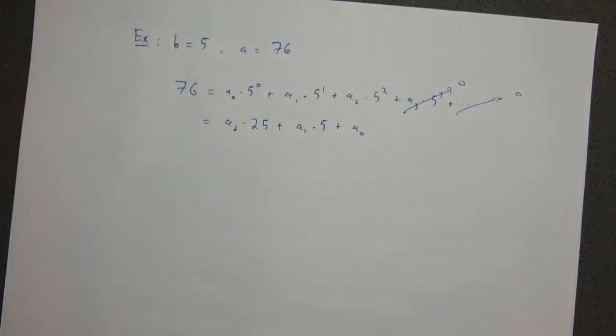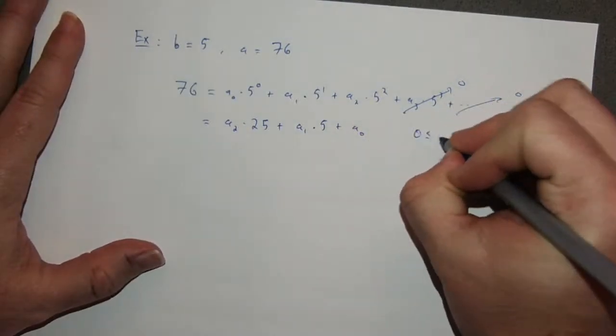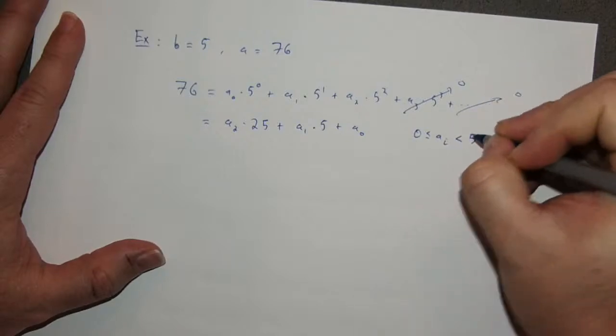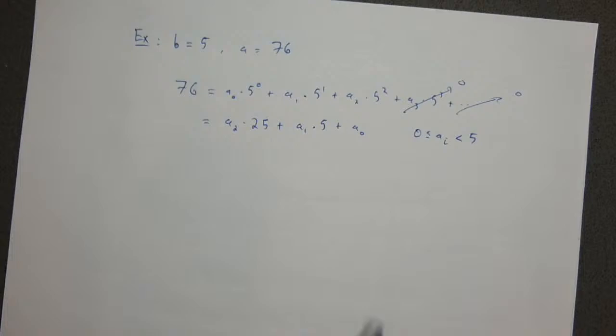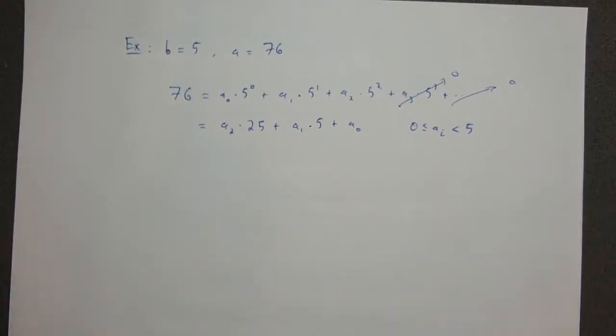So now we have to think, these a's can be 0 all the way up to 5, right? Or they can't be 5 or greater. They can only be 0, 1, 2, 3, or 4. It's base 5. The digits can only be 0, 1, 2, 3, and 4. Just like in base 10, the only digits we're allowed are 0, 1, 2, 3, 4, 5, 6, 7, 8, 9. So 10 total digits were allowed, starting with 0, ending at 9. Here for base 5, the digits we're allowed are 0, 1, 2, 3, and 4.